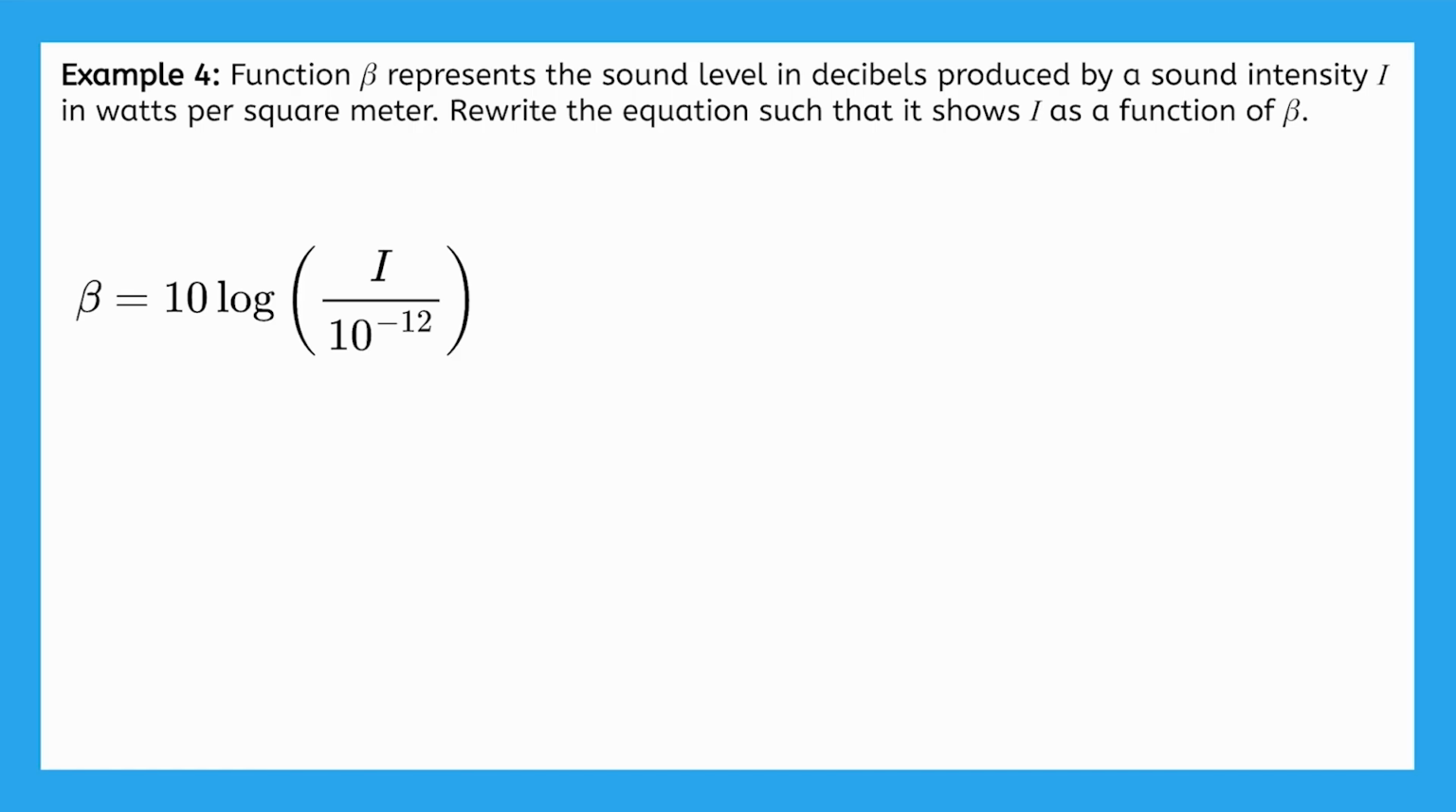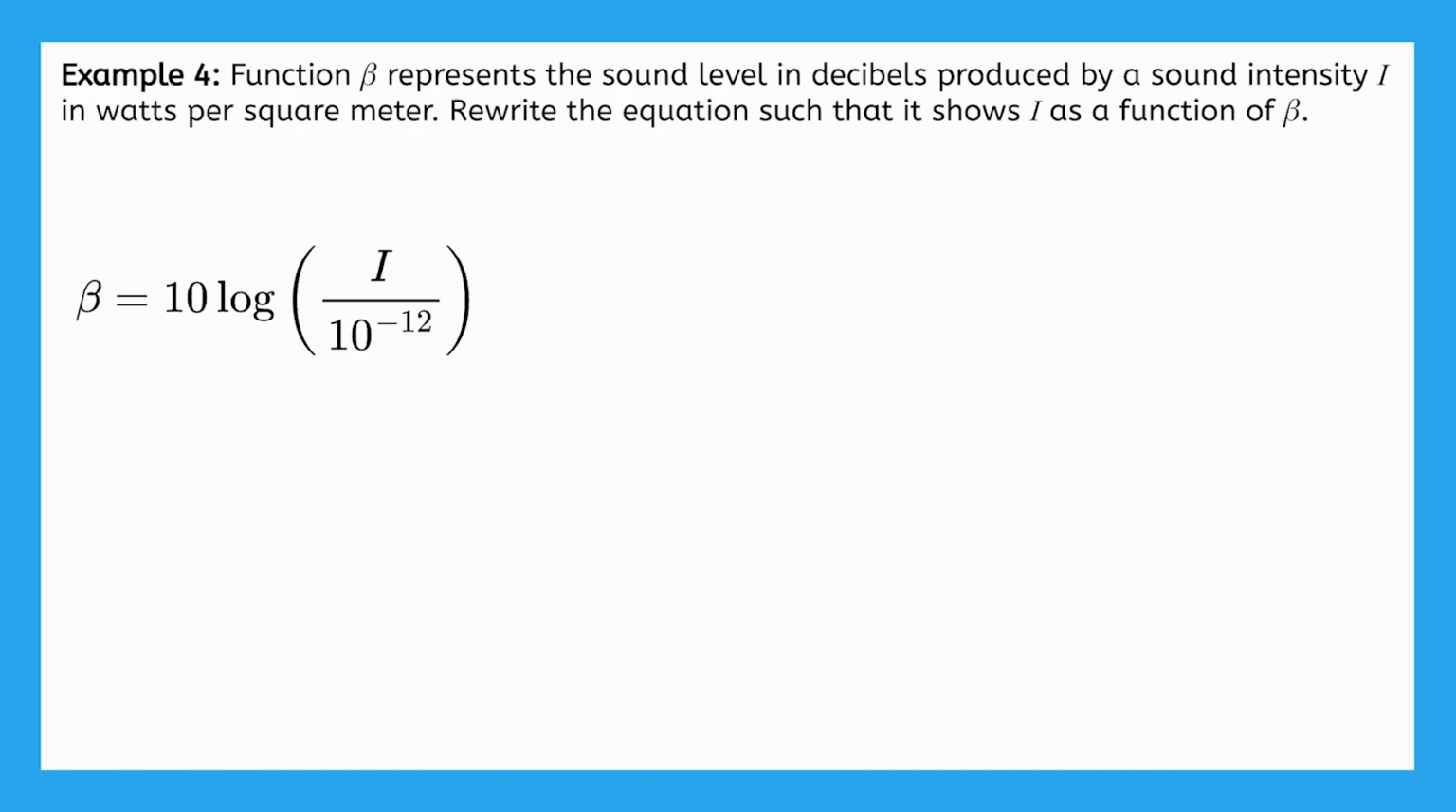To wrap up our lesson, let's look at a fourth and final example. Function beta represents the sound level in decibels produced by a sound intensity I in watts per square meter. Rewrite the equation such that it shows I as a function of beta. The equation given is beta equals 10 log of I over 10 to the negative 12. How should the equation look for it to show I as a function of beta?